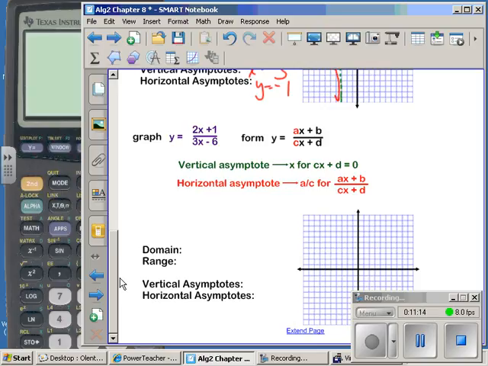is if I've got an expression on the top and the bottom. Okay. The vertical asymptote, again, is just where the denominator equals 0. So I'm going to set 3x minus 6 equal to 0 and solve for x. Add 6 to both sides, divide by 3, and I get x is equal to 2. So my vertical asymptote would be at 2.